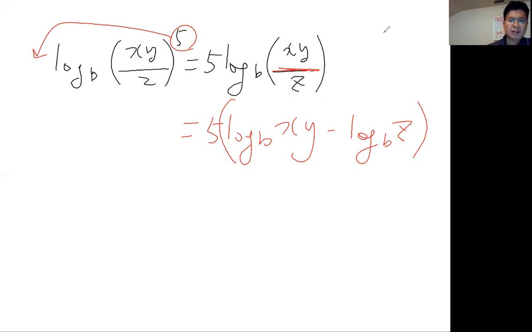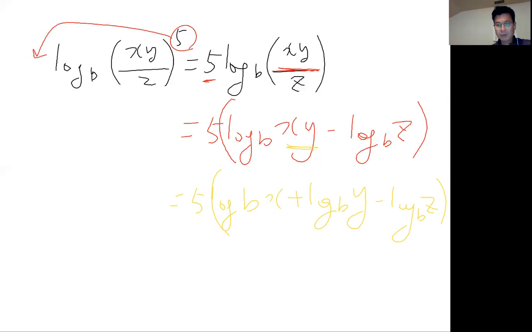Something you have to be careful about is this 5 is outside of the log, so you have to put parentheses around it so that you don't make a mistake. And then another one we see is multiplication. So we actually do 5 log base b of x plus log base b of y minus log base b of c. That's the answer for this one.